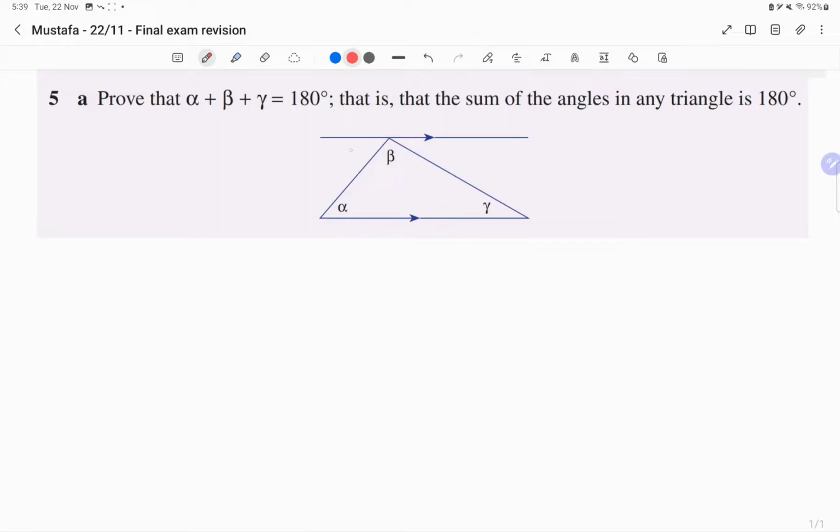Hint 2: you've got alpha, gamma, whatever. Let's call this angle x and this one angle y. Alpha plus beta equals x? No. Again, parallel lines. The key angles of parallel lines are alternate angles and co-interior. Do you see an alternate angle or co-interior?